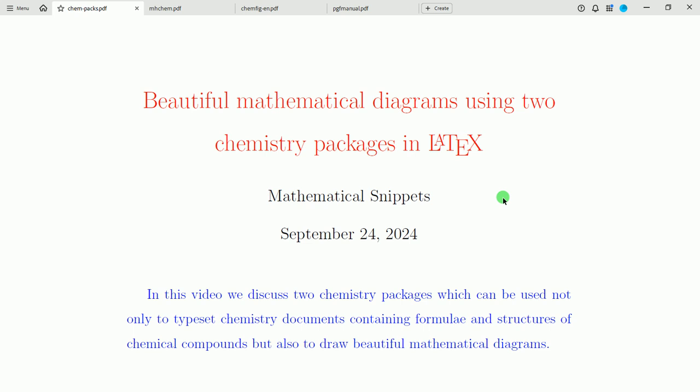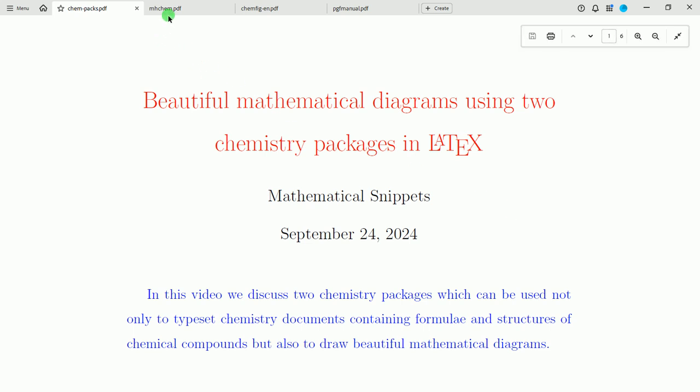The title of my today's video is Beautiful Mathematical Diagrams Using Two Chemistry Packages in LaTeX. Friends, in this video we discuss two chemistry packages which can be used not only to typeset chemistry documents containing formulae and structures of chemical compounds but also to draw beautiful mathematical diagrams.